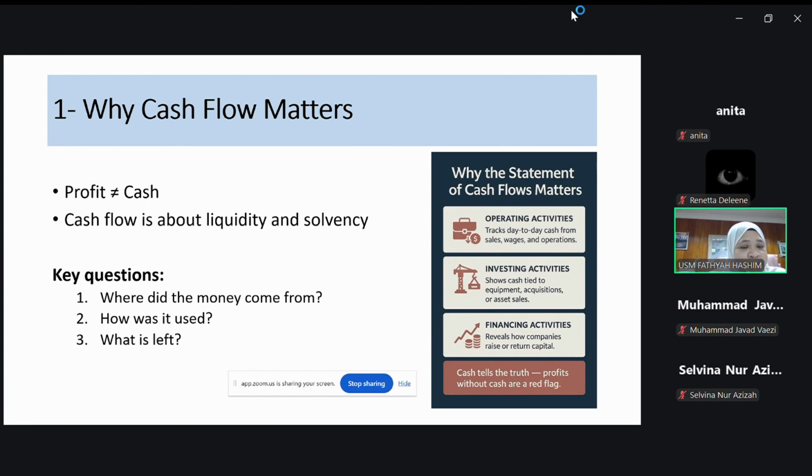Okay. So the key questions: where did the money come from? We can find that in the cash flow statement. And how was it used? We can also see that in the cash flow statement. And what is left, the balance, right? Or the changes in the balance from the beginning and ending, we can see that clearly in the cash flow statement.